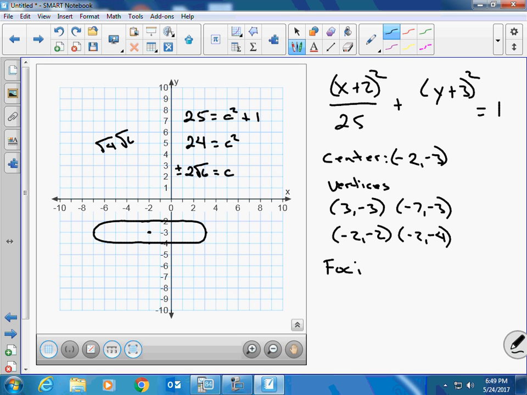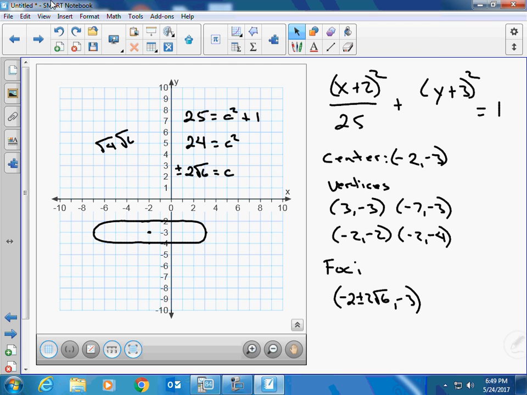Correct? The square root of 24 is very, very close to the square root of 25, right? So my focal points are very close to my vertices. I add them to the x-coordinate again because I'm going in the horizontal direction. So -2 plus and minus 2 square roots of 6, and the y-coordinate is -3. And there's my foci.